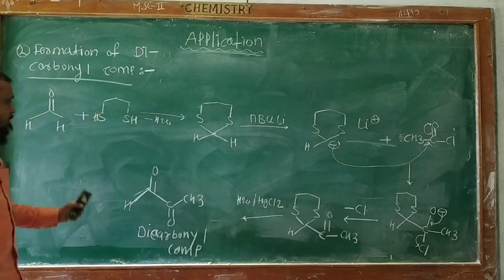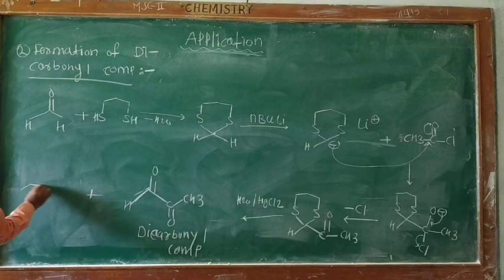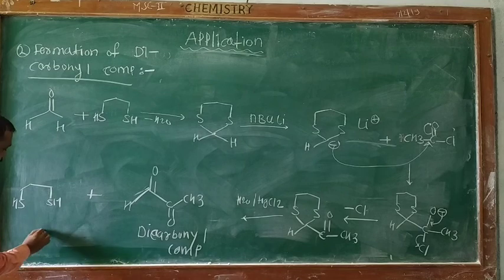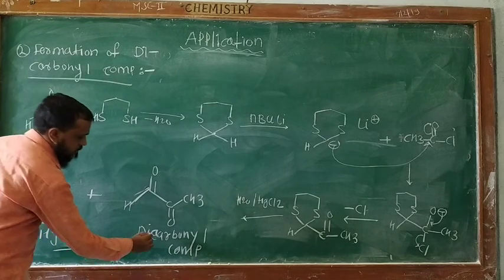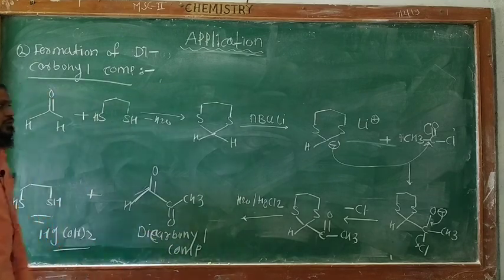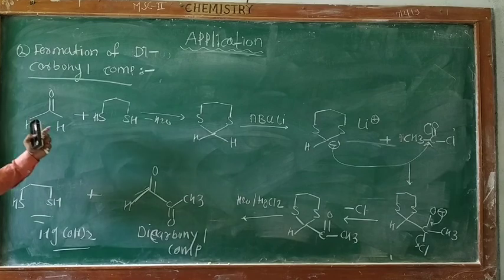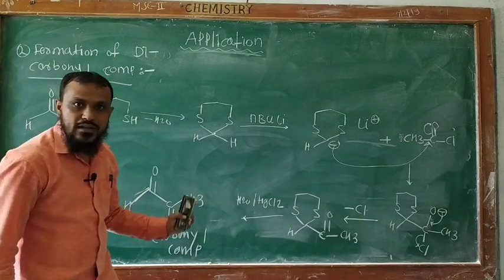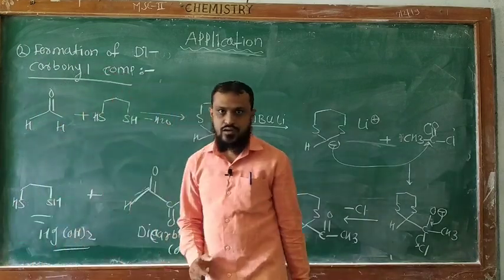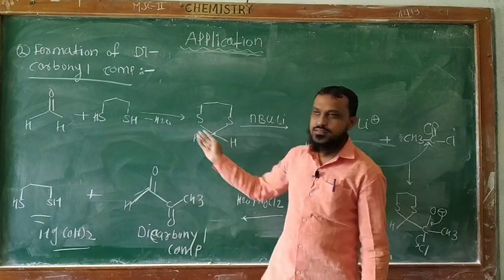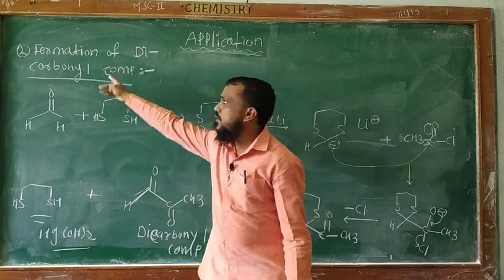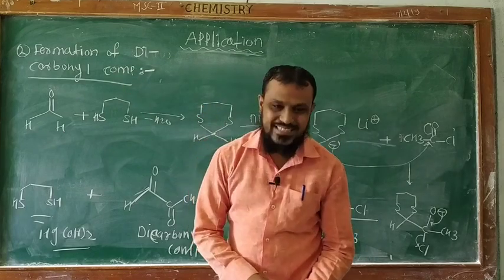Okay, so the byproducts are 1,3-dithiol and HgOH. Okay, this is the byproduct. Our main product is dicarbonyl compound. Okay, so this is the second application of Umpolung concept by the use of Umpolung reagent 1,3-dithiane. This is the formation of dicarbonyl compound. Second application.